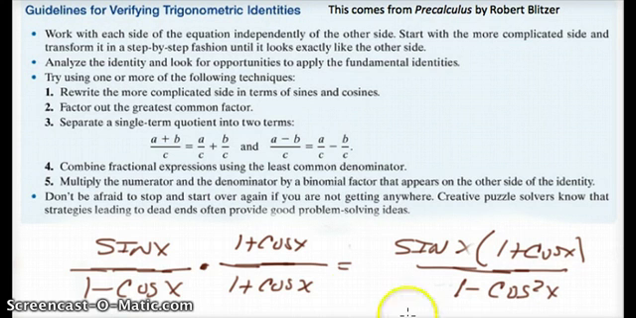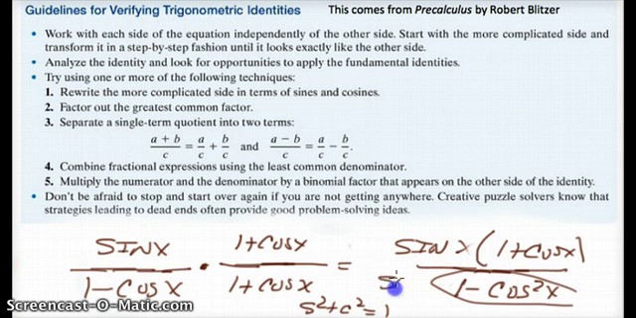But wait a minute, we know that sine squared plus cosine squared is equal to 1. So 1 minus cosine squared x is just sine squared x. And in this situation, although I'm running out of room, one of the sines would divide out. So my final answer is just going to be 1 plus cosine x over sine x. And that may be helpful, maybe not helpful.